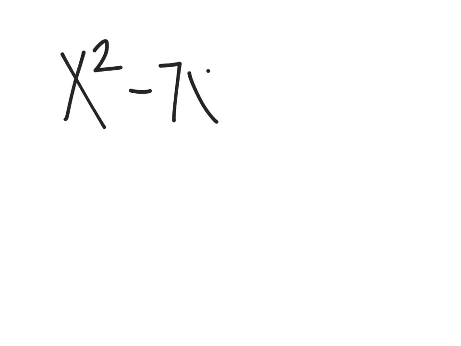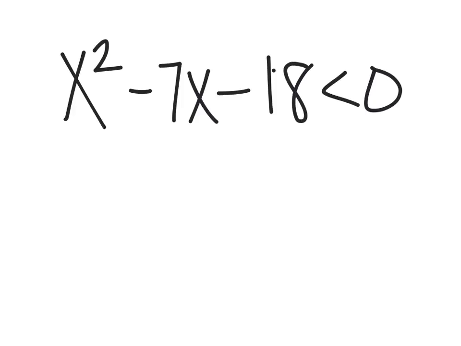I'm going to give you another one. This one's not on your paper anywhere, so find some blank space in your notes to write it. So I'm going to give you the example. X squared minus 7x minus 18 is less than 0. So again, our equation is x squared minus 7x minus 18 is less than 0.